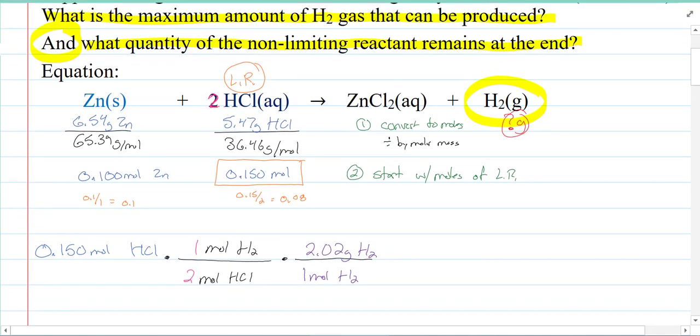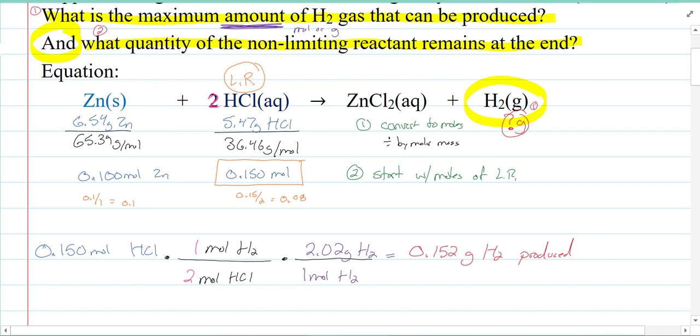Now, in this problem, and I always talk about this in class, it just says amount. That could be moles or grams. I'm doing grams so that we do another step, just to be more of an example, but it doesn't say. So if it doesn't say, you can leave it in moles or you can take it to grams. It's your choice. So in this case, I get 0.152 grams H2 produced. And that's the answer to part 1.